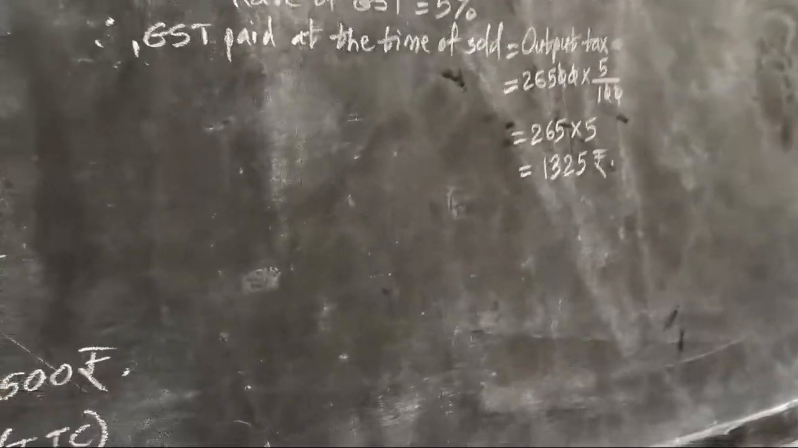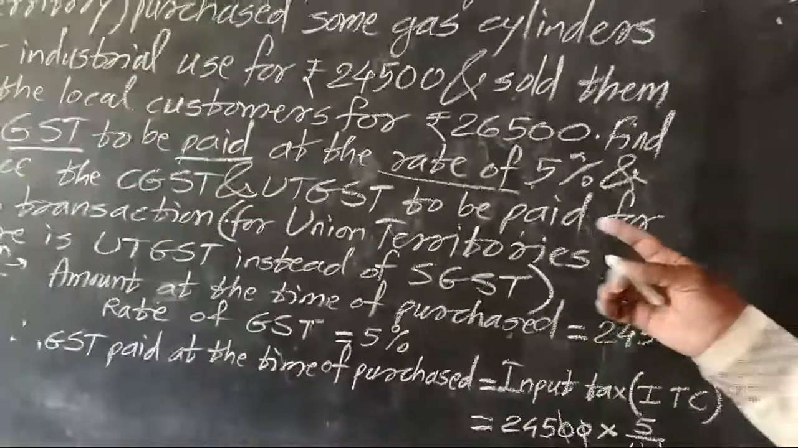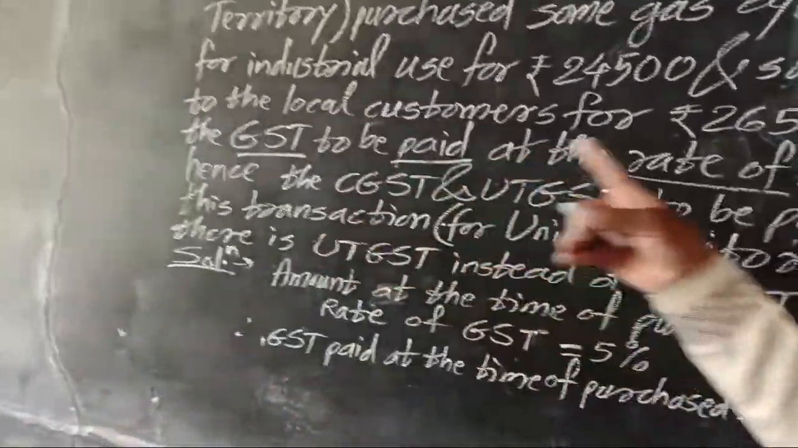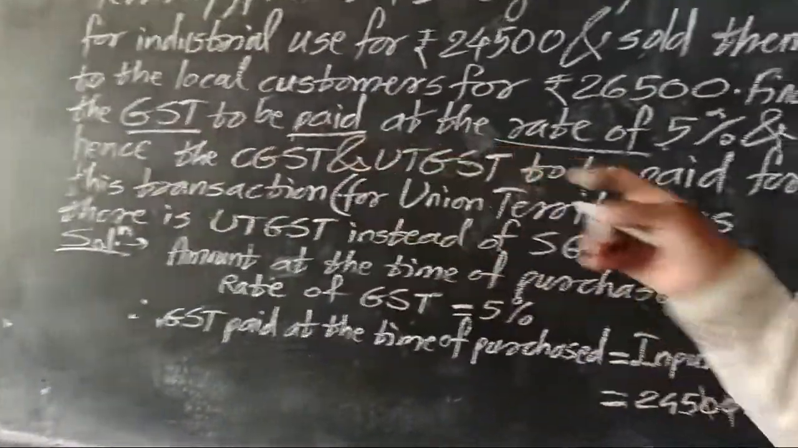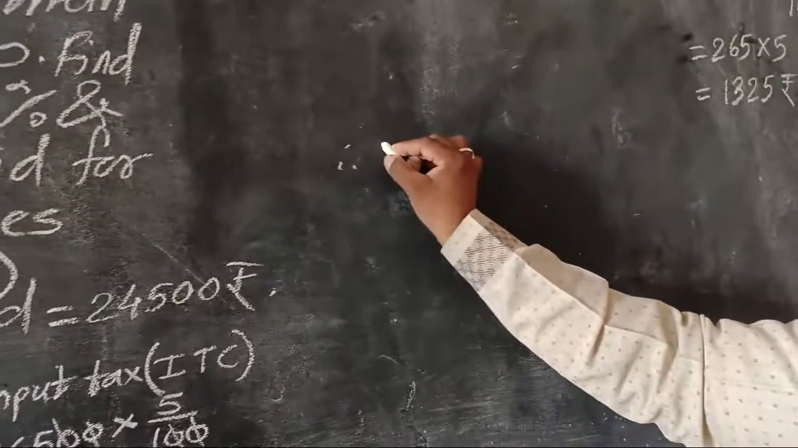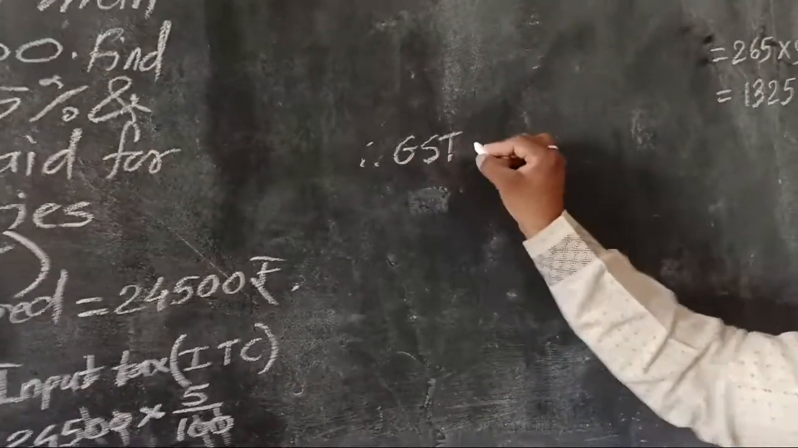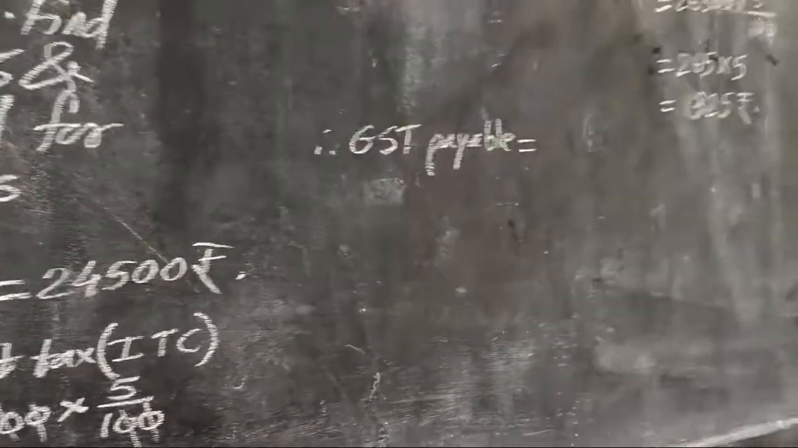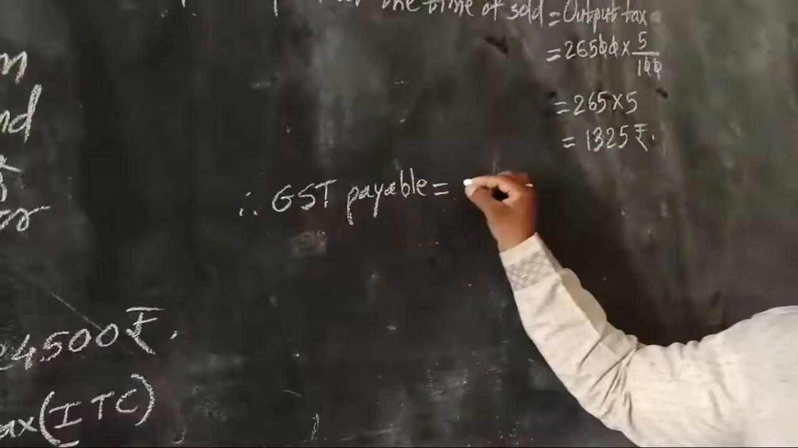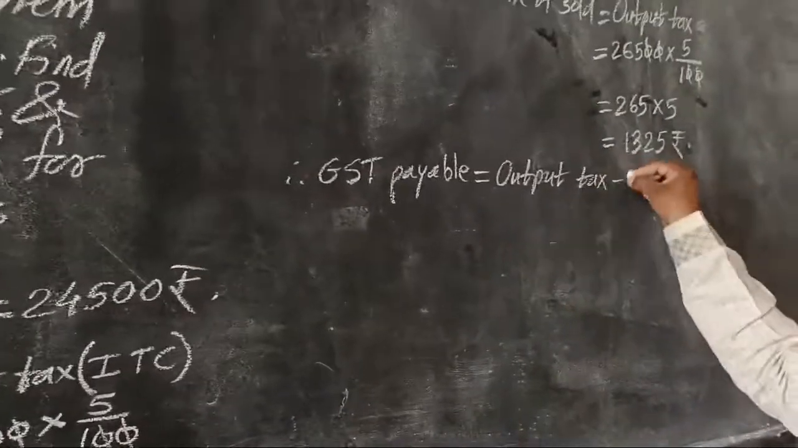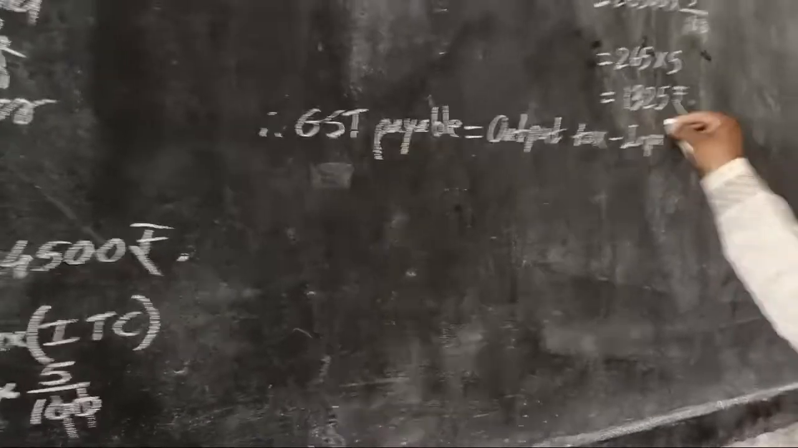After that, what is the question? Hence, the first question is to find the GST to be paid. Therefore GST payable is equal to output tax minus input tax. Yes, correct, output tax minus input tax. Good.